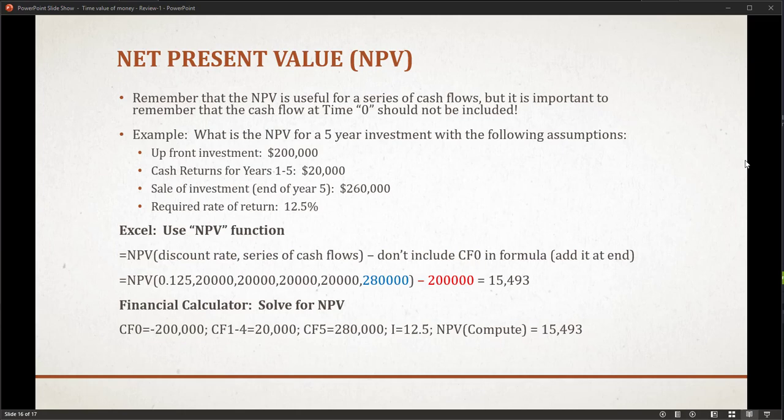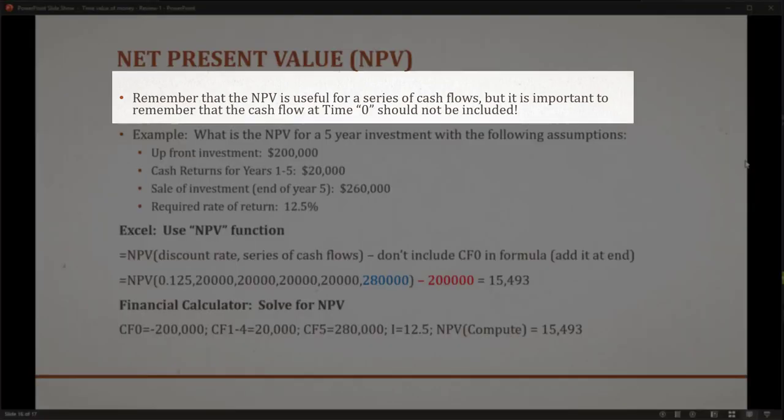Okay, in this last video, which should be the shortest of the bunch, we're going to take a look at NPV and XNPV. These are two very important functions that we'll use consistently over the course of the class. NPV is useful for a series of cash flows. Here's one very important thing, and we'll look at it when we do the calculation in a second in Excel.